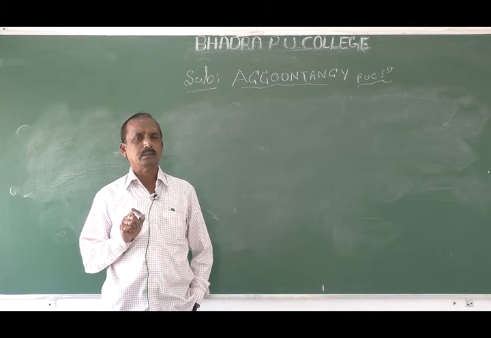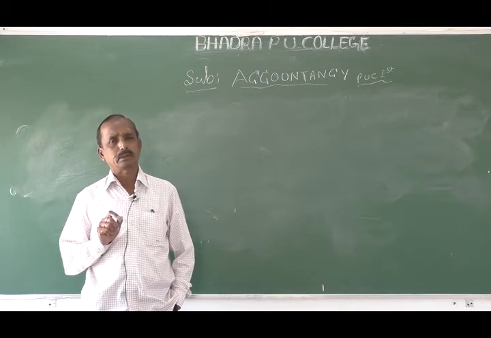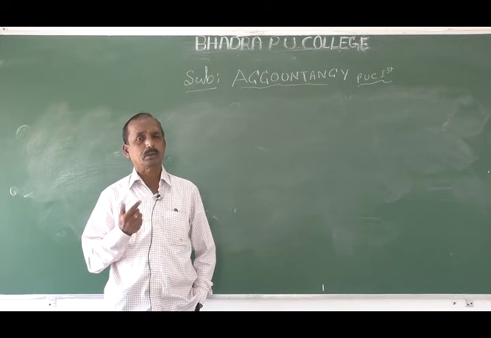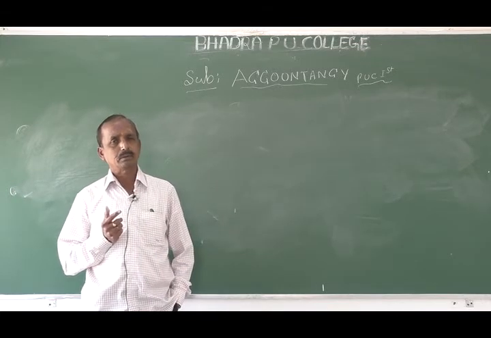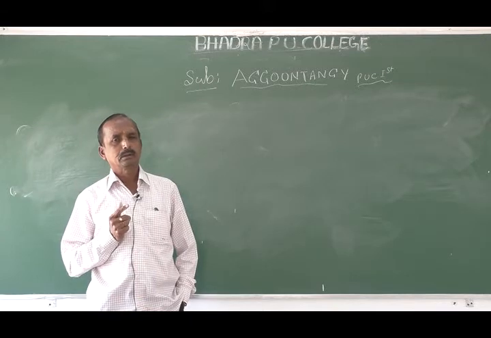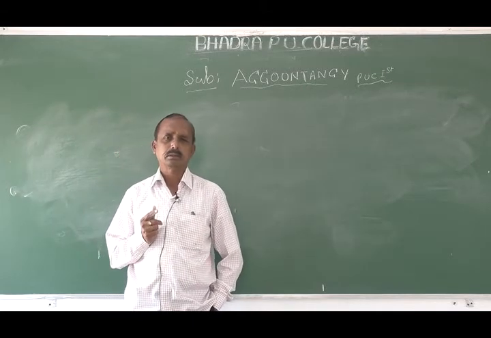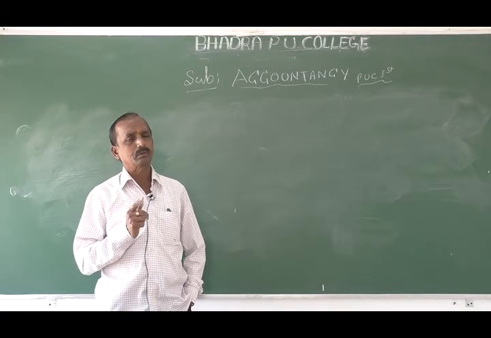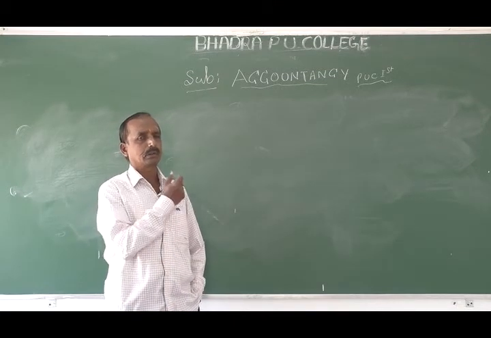Personal account says that debit the receiver and credit the giver. Real account says that debit what comes in and credit what goes out. And nominal account rule says that debit all expenses and losses, credit all incomes and gains. These rules will be applied to solve the problem easily.